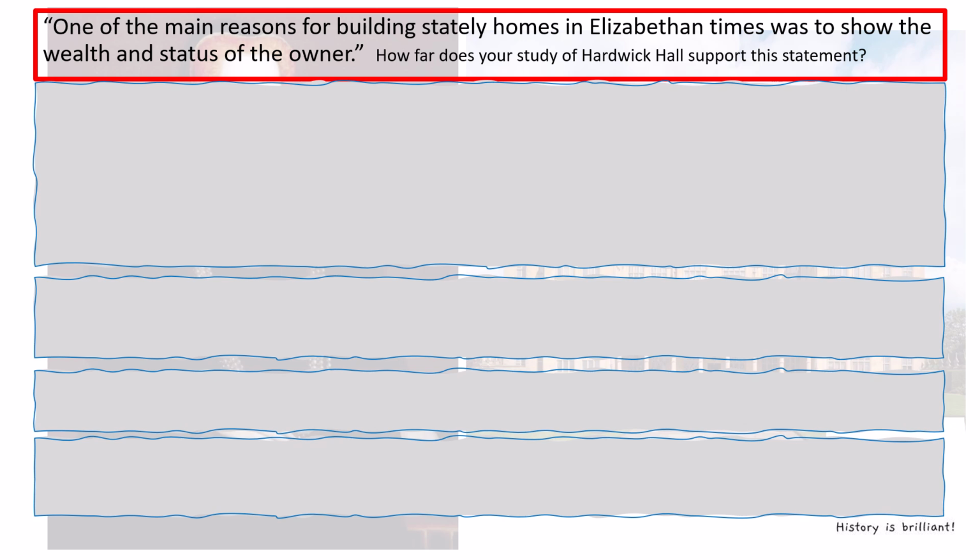So basically what you have to do is to use Hardwick Hall as an example that would apply to other noble buildings, stately homes in England, and say, why was it built? So this is a causation question. Why did Bess have Hardwick built? Was it wealth and status? Well, what we better do then is start with ways in which Hardwick Hall supports this idea that they are built to display the wealth and status of the owner.